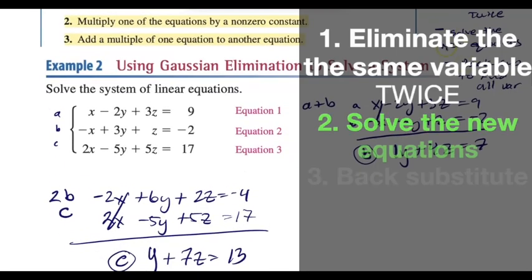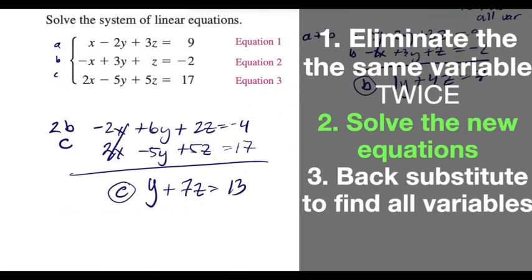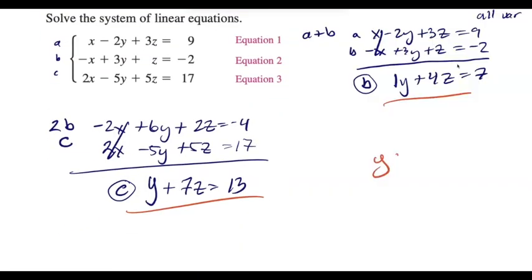Then next, we're going to solve the new equations. We have these new ones here. We're going to solve those. I have y plus 4z equals 7, and y plus 7z equals 13. That's my b and c. What we do is we're going to do the same thing here. We're going to eliminate a variable. And then we're just going to write that as one of our new equations.